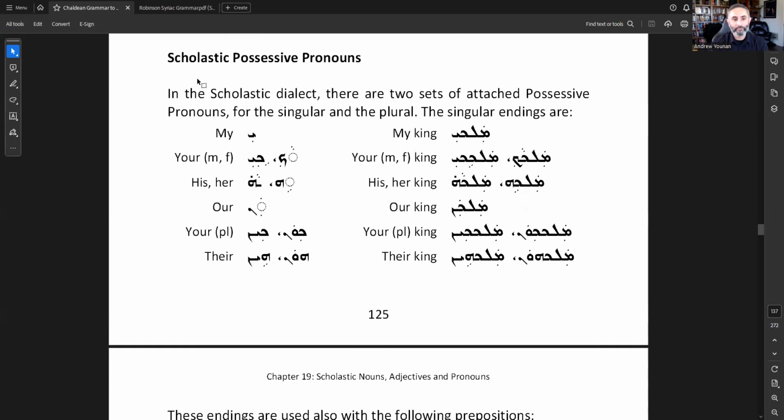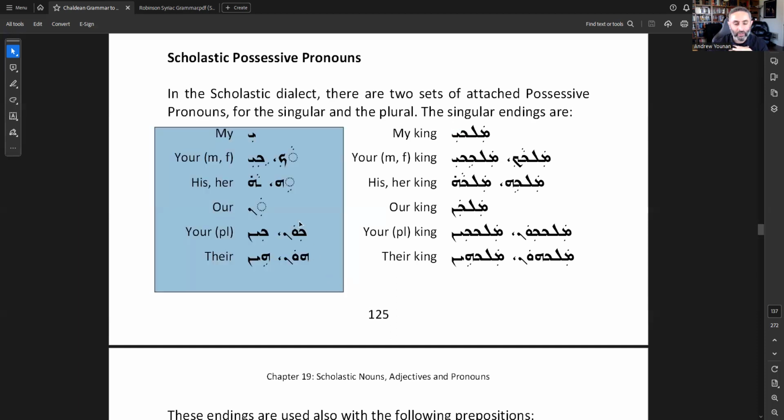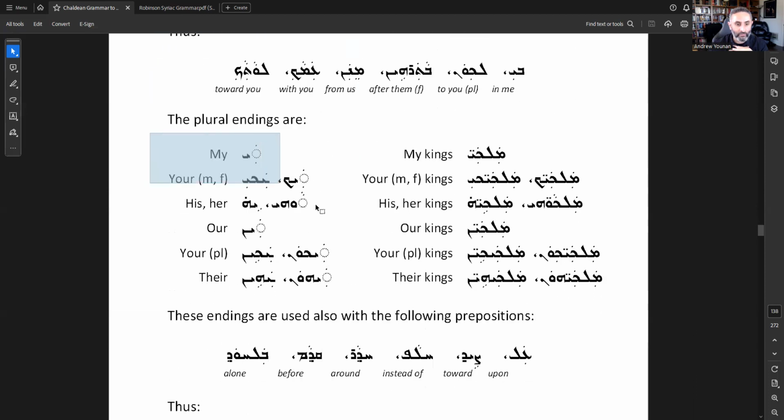Let's talk about possessive pronouns. In this classical dialect, there are two sets of attached possessive pronouns. Again, I'm assuming and hoping you've already gone through Chaldean grammar with me. This is a pretty familiar thing. If you want to say "my house," you say bethi. And you know that the e at the end, the hwasa, makes it the possessive pronoun "my." In Gushma, you actually have two sets of these. This is set A, which is fairly similar to the Chaldean set. And then this is set B.